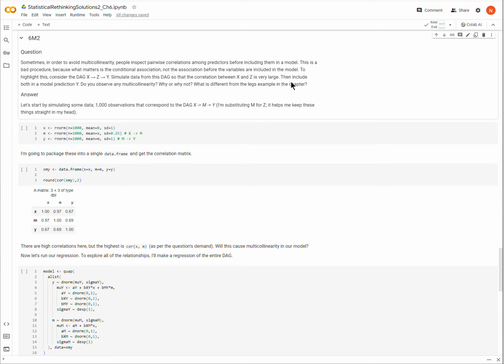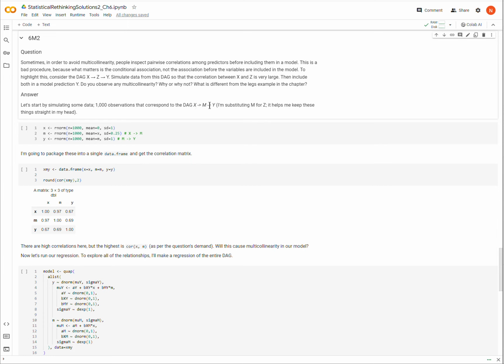If you remember the legs example in the chapter, we were predicting height based on left leg length and right leg length. Okay, so let's go through here. First we're going to simulate 1,000 observations according to this DAG, our pipe.